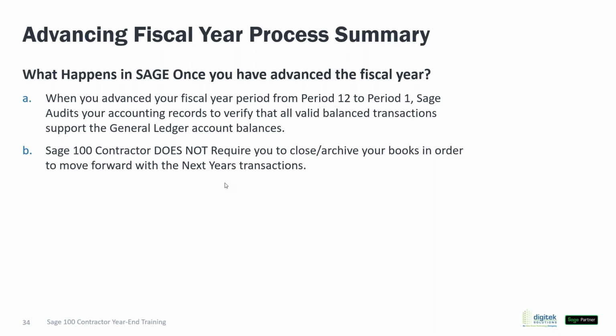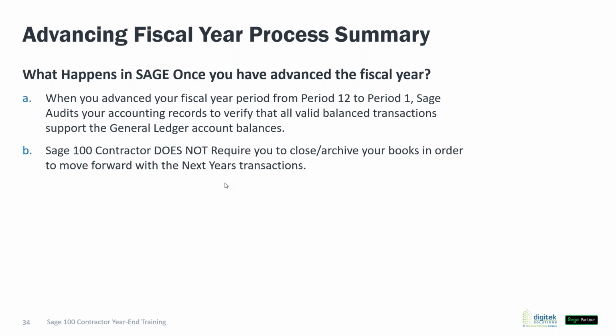All right, so what happens in Sage once you advance the fiscal year? Again, the period moves from period 12 to period 1. Sage will audit your accounting records to verify that all valid balance transactions support the general ledger account balances. Now again, remember, it does not require you to archive to start creating transactions in the new year.